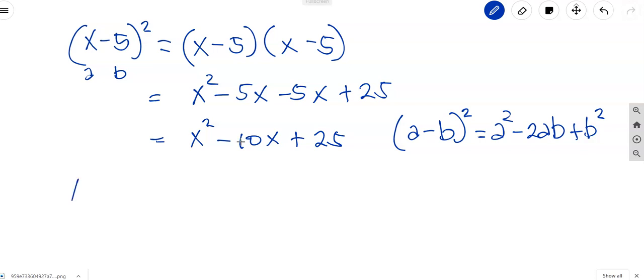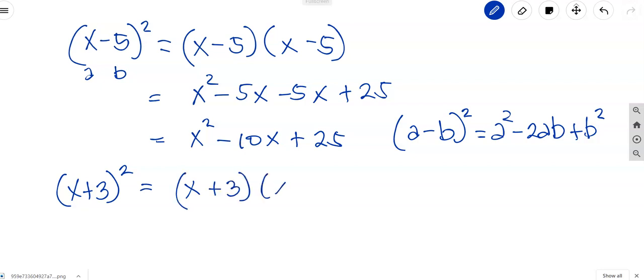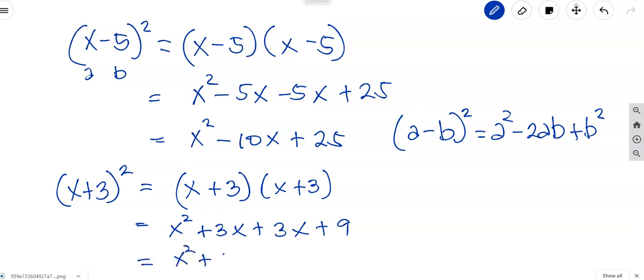Another, let's see x plus 3 squared. This one will give us x plus 3 times x plus 3. Okay, so therefore we will have x squared plus 3x plus 3x plus 9. Then we'll get x squared plus 6x plus 9.